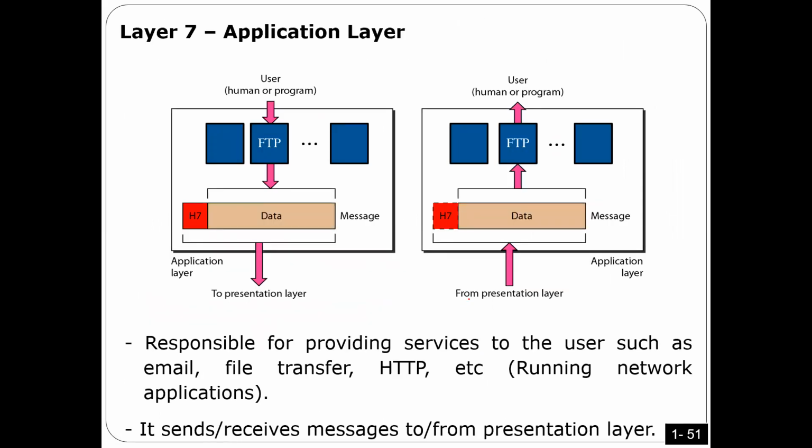Now I'm going to go through the layers one by one, just to make a very quick revision about what's happening in these layers. Let's start with the upper layer, layer number 7, the application layer. You can tell from the name, application. This is where you run your application. Your program here is going to communicate with the program here, and this is the purpose of networking.